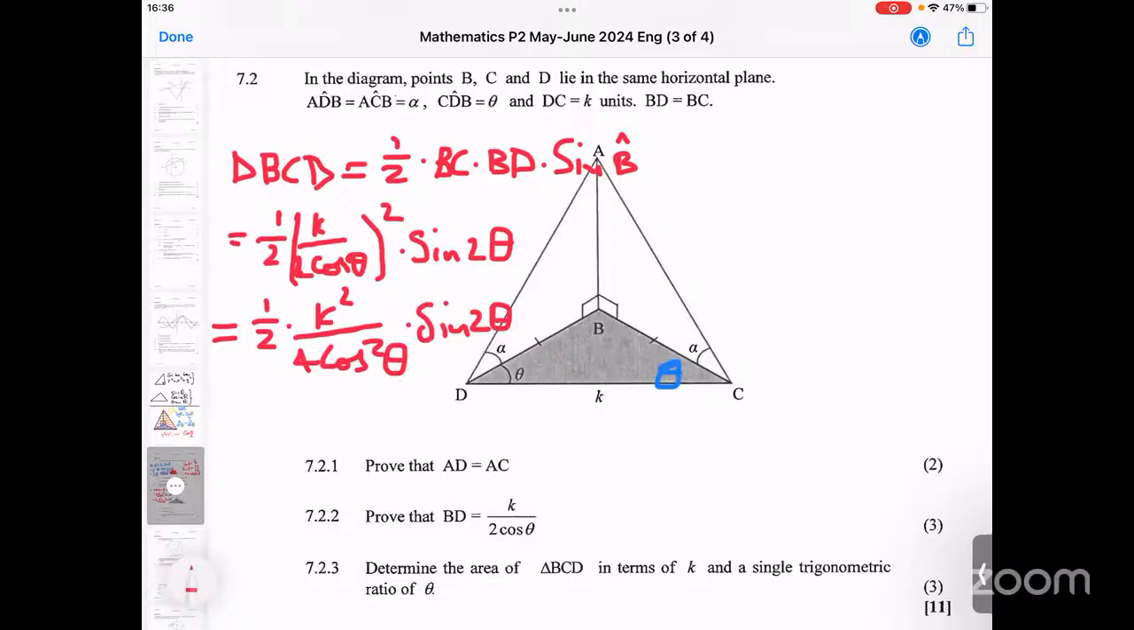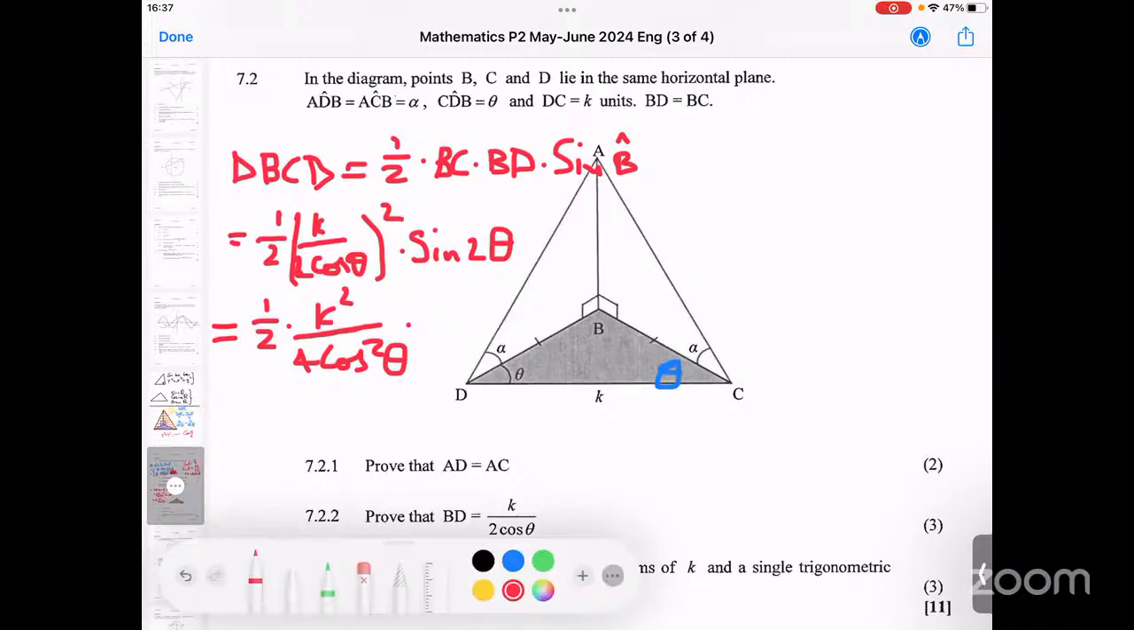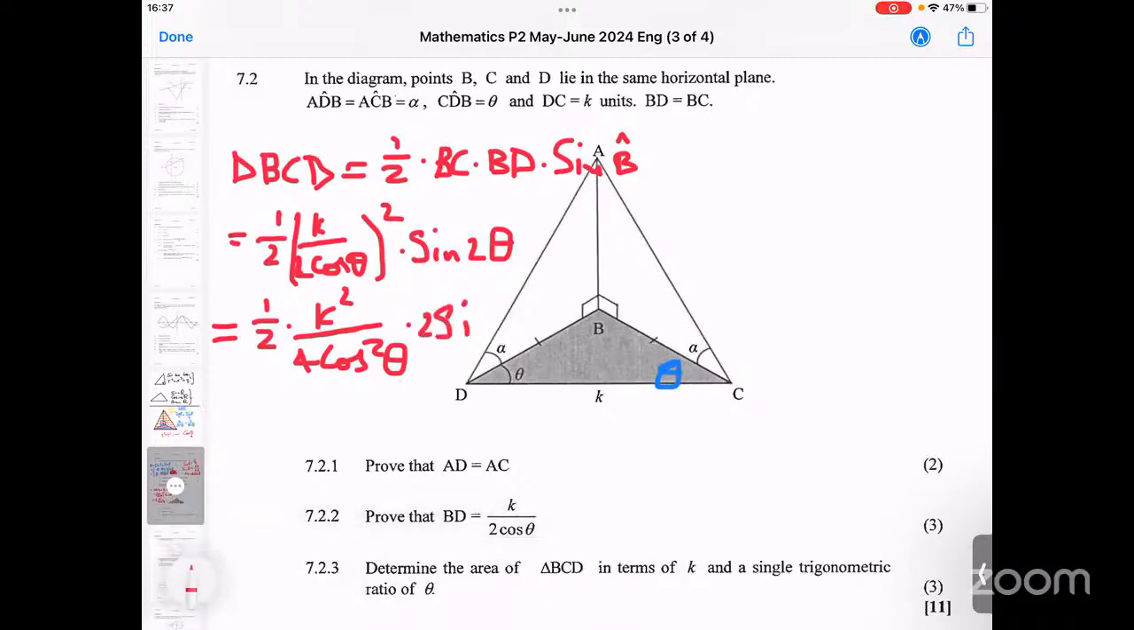Then, you remember when we said sine 2 theta is equal to 2 sine theta cosine theta? Would it be appropriate if I said that instead of sine 2 theta, you remove that and you say 2 sine theta cosine theta? Yes. This is also acceptable. Okay. And then you have to punch it in your calculator.